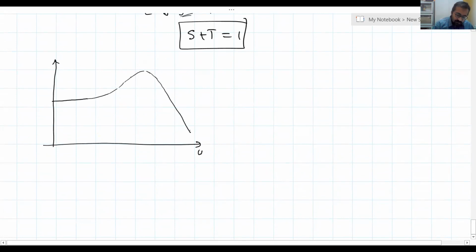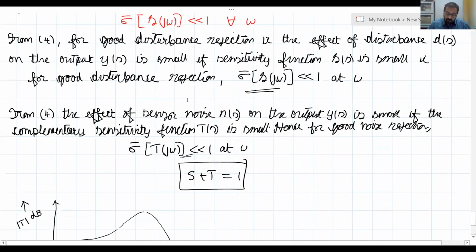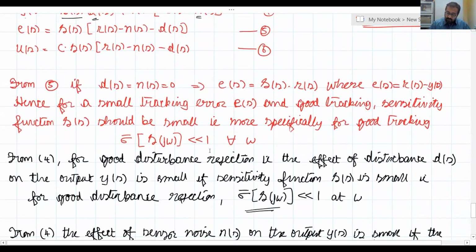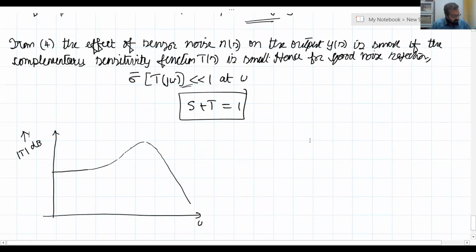Okay, so this is complementary sensitivity in decibels. You can see the condition for good reference tracking, for a minimum tracking error. The condition was S should be low. See here, this is at 0 dB, or you can say it is a constant line, a horizontal line parallel to the horizontal axis. Ideally speaking, the complementary sensitivity must have the shape of a high pass filter.